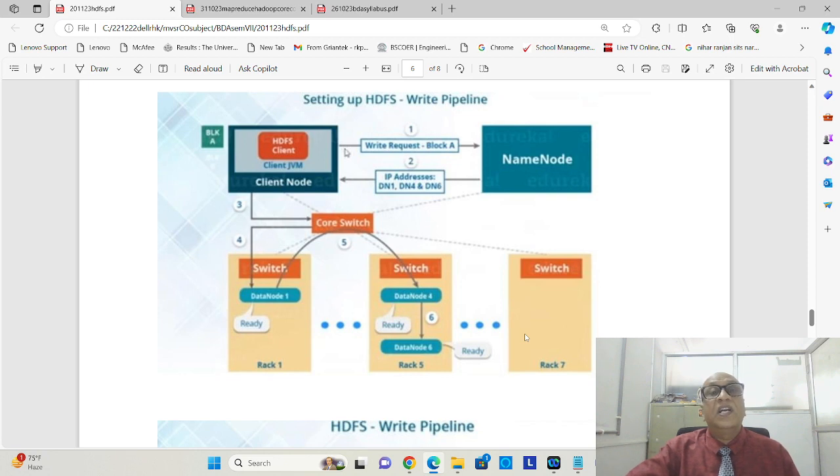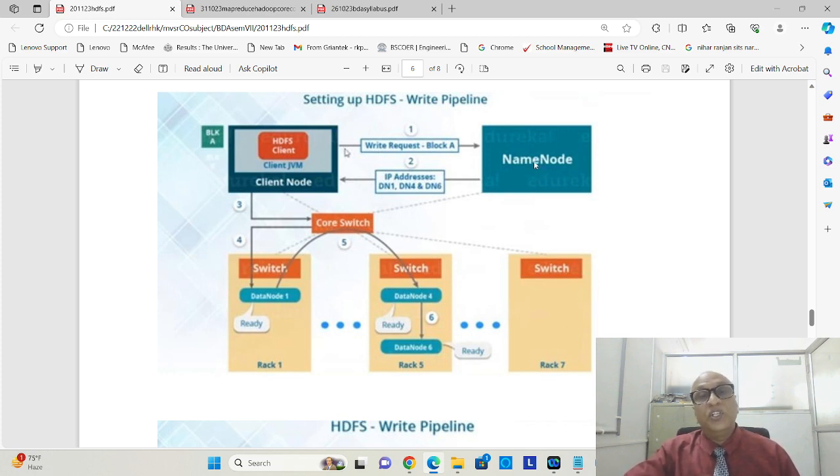Let us look at the write pipeline through this diagram, which I already told you we have extracted from the Edureka YouTube videos. So let us look at this. This is the client node. What is the client node doing? The client node is sending a write request. It wants to write block A. It is sending the request to whom? To the name node.